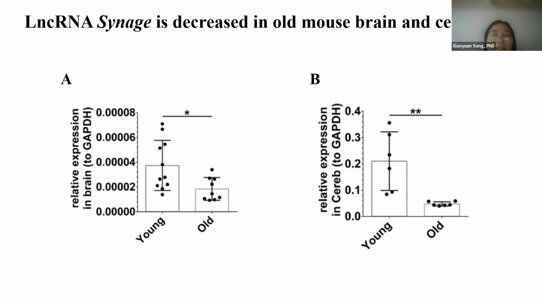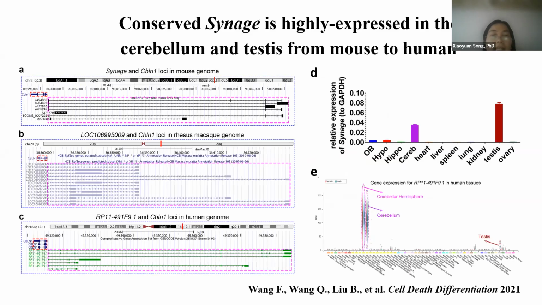We first find that Synage is decreased in old mouse brain, especially in the cerebellum. Next, we found it is conserved from mice to human in terms of its genome location. On the left, it shows that in mice, monkey, and human, Synage all exists next to the gene CBLN1, which I will come back to later. On the right, it shows that in terms of organ expression specificity, in both mice and human, Synage is expressed highly in the cerebellum and testes. Next, please.